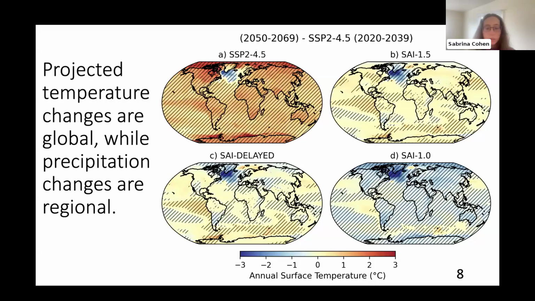All right. So we can see that for each of the four figures, there's a little regional variability, but mostly we can see that, for example, if we look at panel A here, under climate change, temperature is warm, as we would expect, and under the most extreme SAI cooling scenario, temperature is cool.